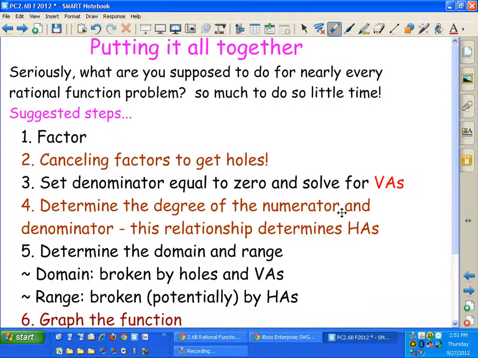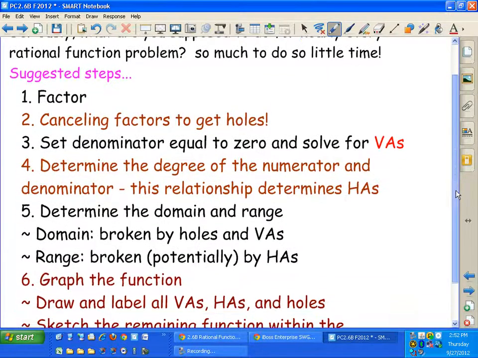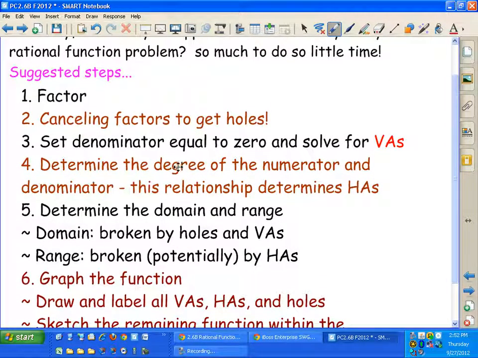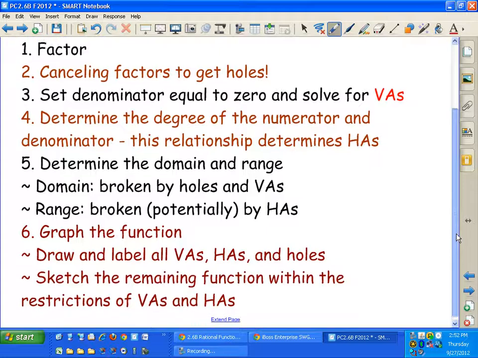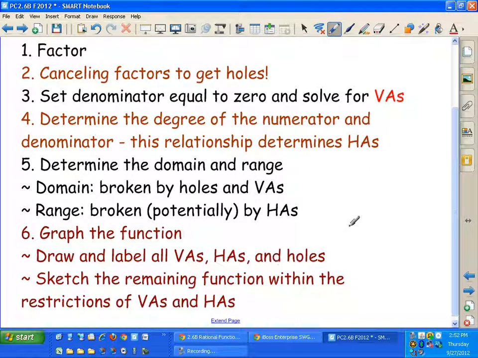When we put it all together, basically you're going to start by factoring. You're going to cancel out any holes that you may have. You're going to set whatever's left over equal to 0 and solve for your vertical asymptotes. You'll go back to the original function and look at the degrees of the numerator and denominator to find horizontal asymptotes. You can determine the domain by the holes and the vertical asymptotes. The range will be basically figured out by the horizontal asymptotes, and then you get a pretty good graph. Other things you might want to find are x-intercepts and y-intercepts to get a pretty good picture of what the graph is. We'll practice all of this stuff in class.